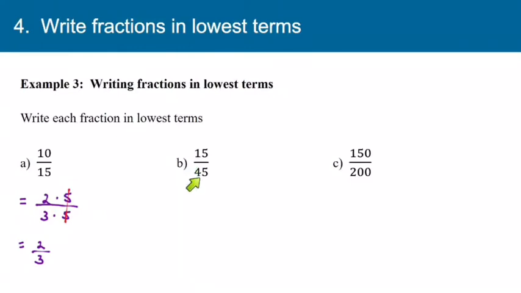Let's look at 15/45. Now, if you really know your times tables well, you might notice that 15 goes into 45, but let's say you didn't notice that at first. So we could write 15 as 3 times 5, and the idea is to get a common factor in the top and in the bottom. So now I'm going to write 45 as 9 times 5. And again, we see a 5 in the top and the bottom, so we'll cross out the 5's, and that leaves us with 3/9.